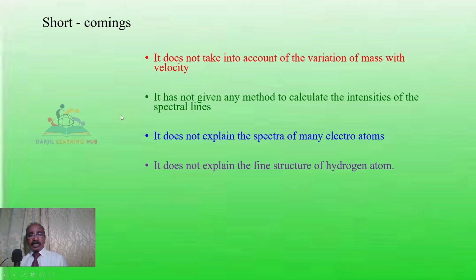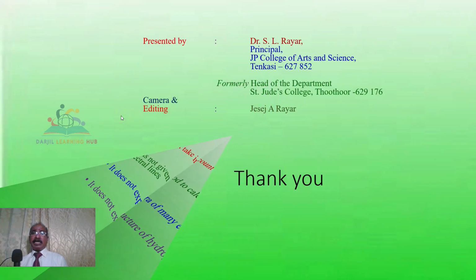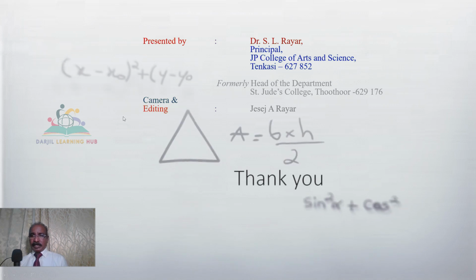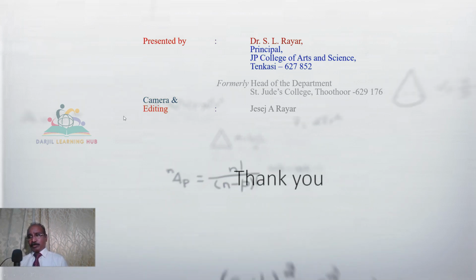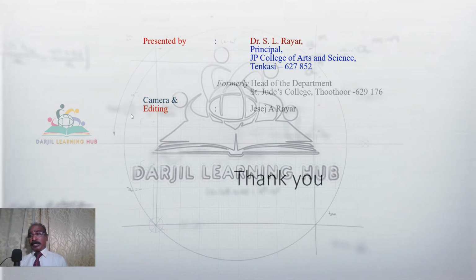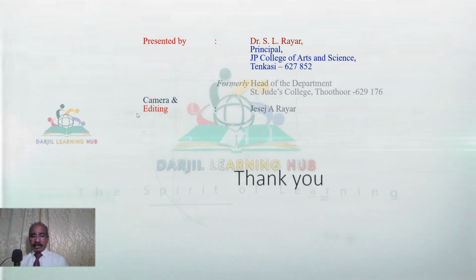To explain these shortcomings, we go to the next model, the Bohr-Sommerfeld relativistic atom model. Hope that you would have understood a little bit about this Bohr atom model. Thank you.